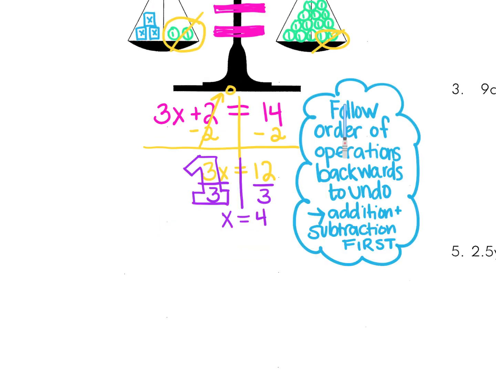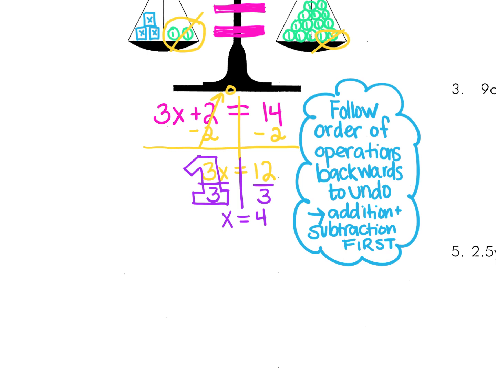When we have 2 steps in an equation, this is the most important thing to remember: we have to follow the order of operations backwards to undo everything to get back to that single variable. So with the order of operations, PEMDAS, you would do addition and subtraction last, but when you're undoing it, you're going to get rid of the addition and the subtraction first. Write this down, this will be important to remember.